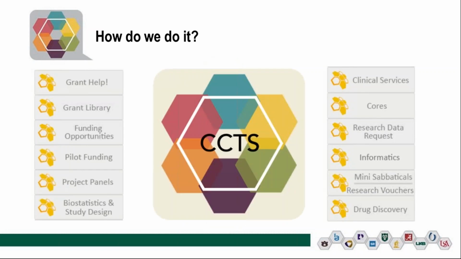All right, so yeah, this is how we do it. We provide help with grants, we provide funding opportunities, pilots, project panels, biostats, informatics, research data, mini sabbaticals, drug discovery. So this is how we actually do it.